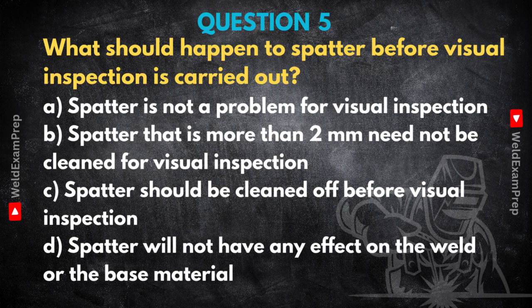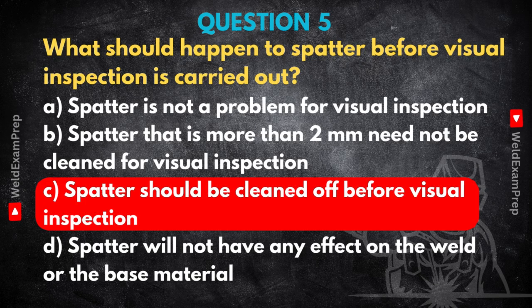This seems straightforward, but maybe it gets overlooked sometimes. What's the deal with spatter? It seems straightforward, but skipping it can be a huge mistake. The correct answer is absolutely C. Spatter should be cleaned off before visual inspection, no question. Why? Because spatter, those little balls of metal stuck to the surface, can hide really important things. Like what? Oh, hairline cracks right at the toe of the weld, tiny pores, maybe some undercut you wouldn't otherwise see, even issues on the base metal right next to the weld.